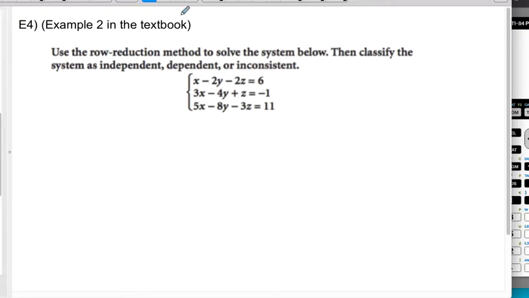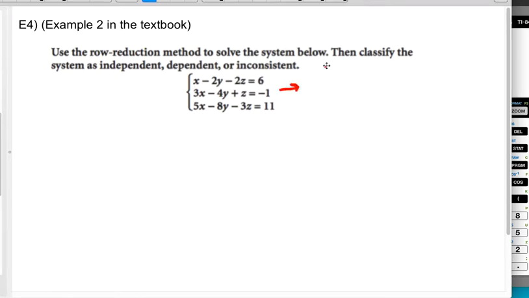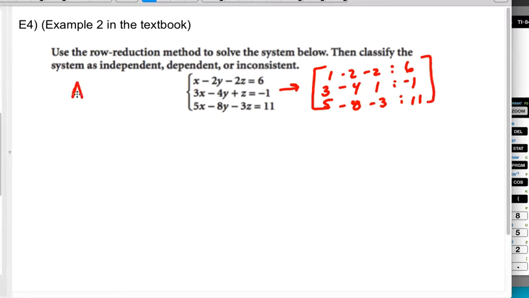Example 4 is actually example 2 in your textbook. I already took the luxury of putting this into my calculator. If you did this in augmented matrix form, it's going to look like this: 3, negative 4, 1, negative 1, 5, negative 8, negative 3, and 11. So when I put it into matrix A, I'm going to make matrix A a 3 by 4 matrix.